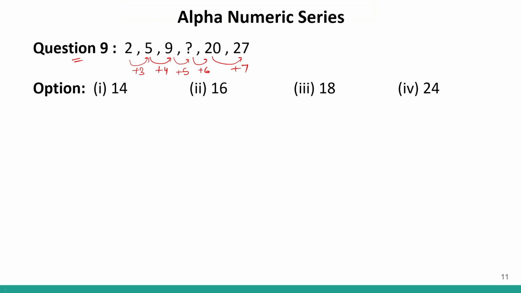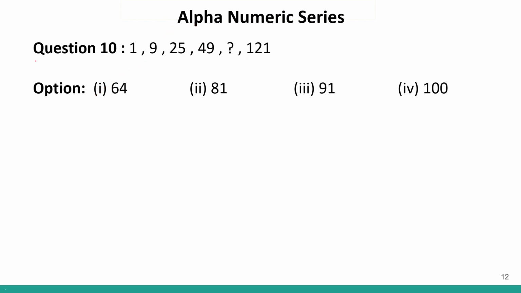If I add 5 in 9, I'll get 14. And if I add 6 in 14, I'll get 20. So 14 logically follows with the previous number as well as the next number. So the missing term will be 14. 14 is given in option number 1. So option number 1 will be the correct answer to this question. Clear? Question number 10. We have 1, 9, 25, 49 and 121.